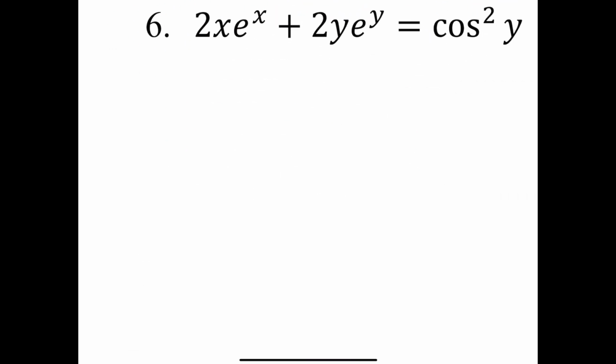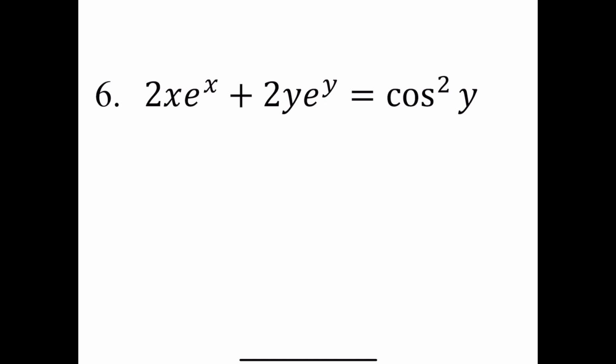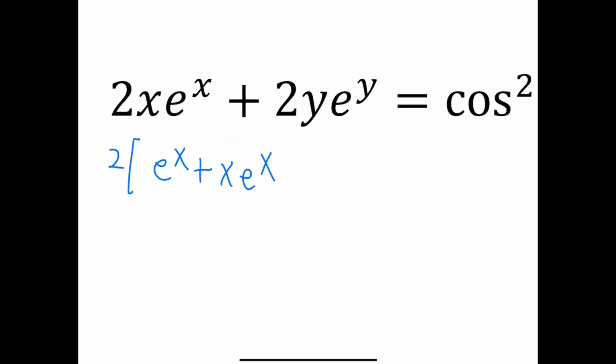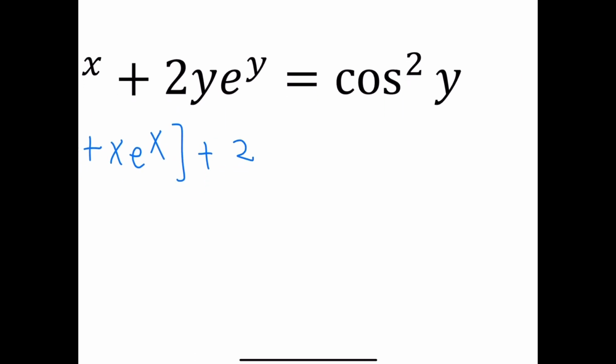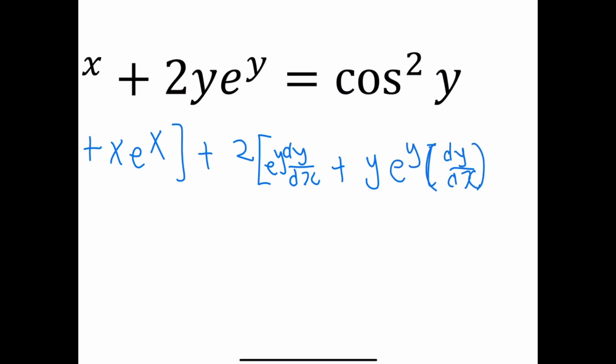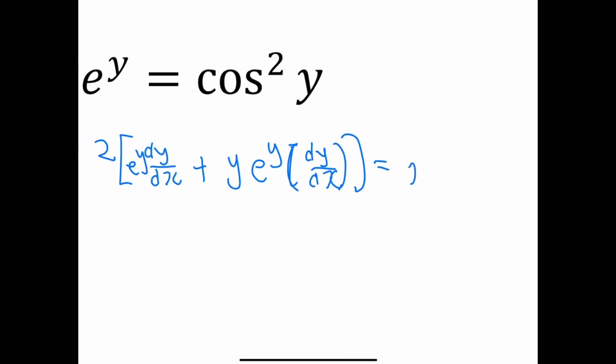Alright, and then number 6, also product rule. So let's just leave 2 out here, and then e to the x plus x e to the x, and then plus dy/dx e to the y plus y e to the y dy/dx, and then 2 cosine y, negative sine y, and then dy/dx.